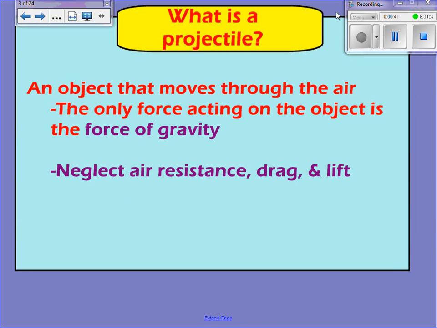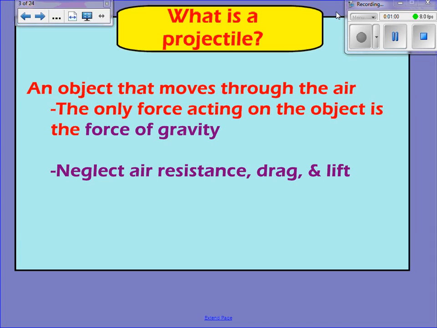Before we get started, let's go ahead and accomplish Objective 1, which is, what is a projectile? A projectile is defined as an object that moves through the air. The only force acting on the object is the force of gravity. Now, theoretically speaking, or ideally speaking, there is no such thing as a projectile on Earth.